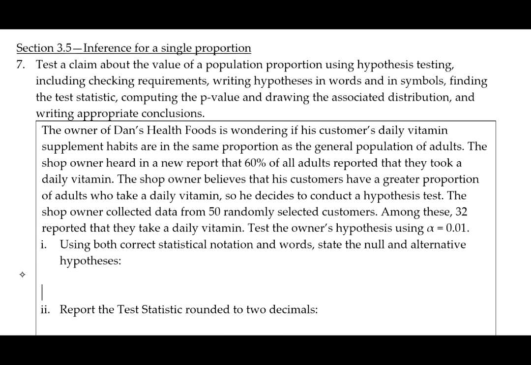So the null hypothesis is written with an H sub 0, and we use the symbol P, which represents the population proportion, and there's an equal in the null hypothesis, and the claim proportion is the value from the report, which is 0.6. In words, we would write this as the proportion of the population, which in this case is all Dan's Health Food customers, who take a daily vitamin is equal to 0.6.